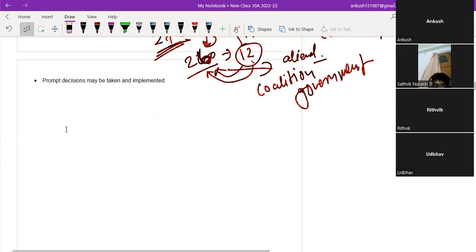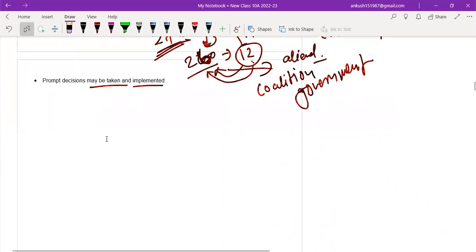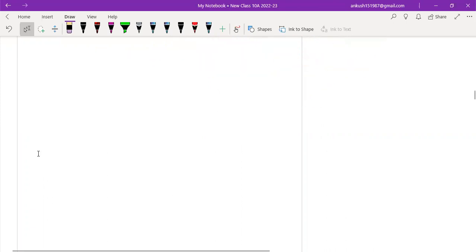Okay, beta. Prompt decisions may be taken and implemented. Prompt decisions in the sense what? Suppose one party has won the election, it would have the wholesale rights to take the decisions, and in those decisions nobody can interfere.